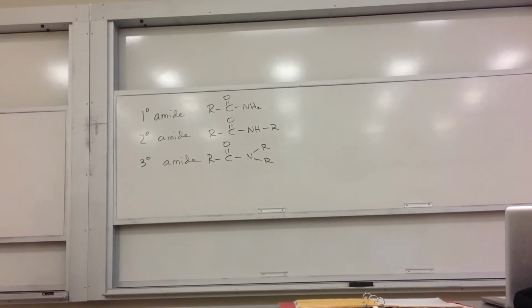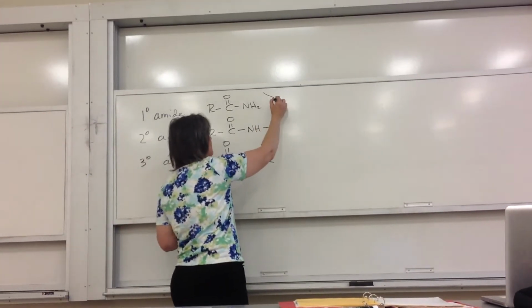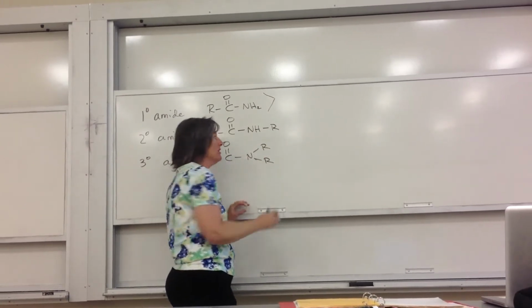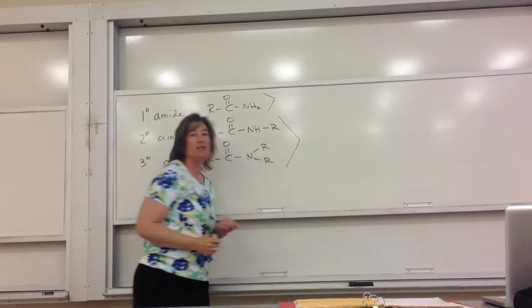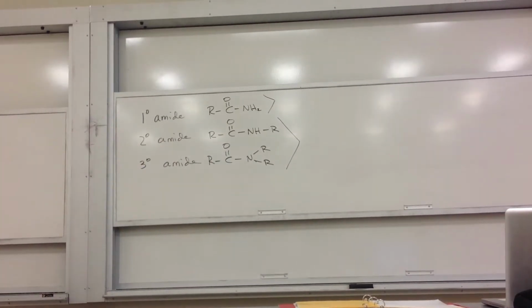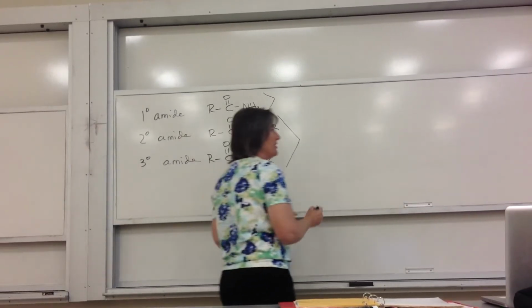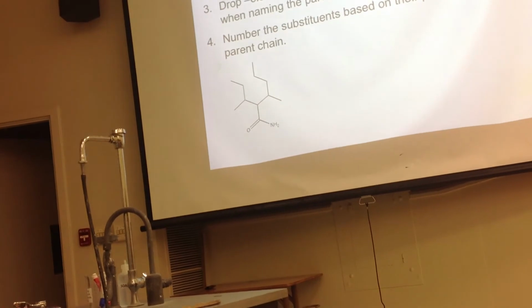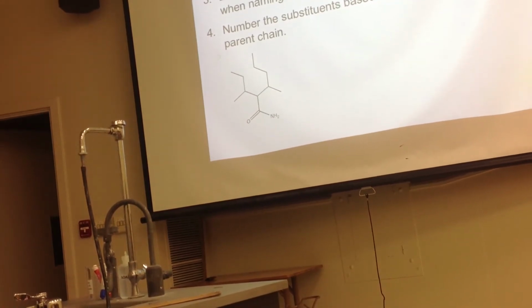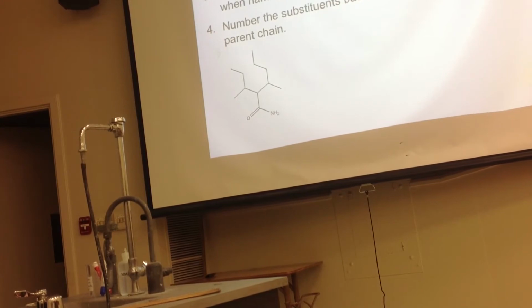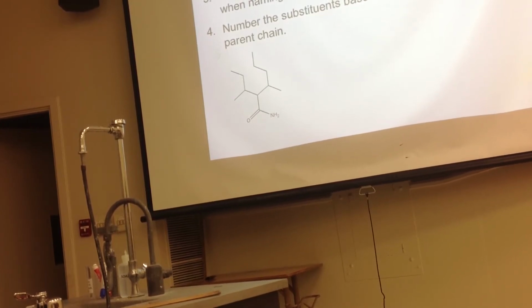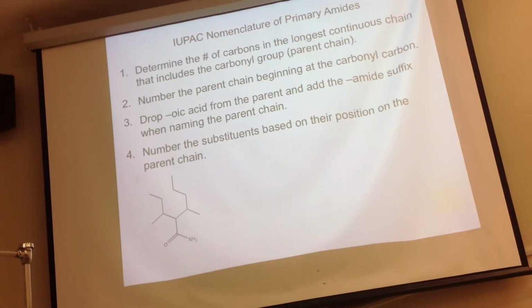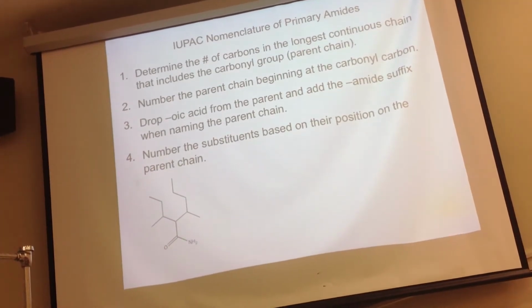Now, as far as nomenclature goes, these guys have their own nomenclature: primary amides, and secondary and tertiary are treated the same. So we'll treat them together. Okay. So, for the primary amide, we've got our example right there. You're going to determine the number of carbons in the longest continuous chain, including the carbonyl group. So, I probably want to rewrite that. Up, over, my bet is it's that guy. Am I right?